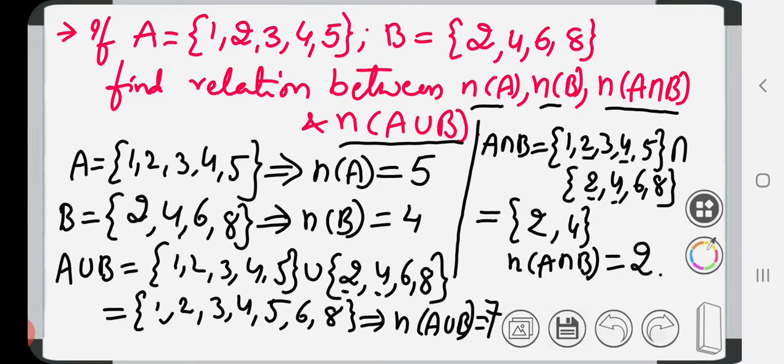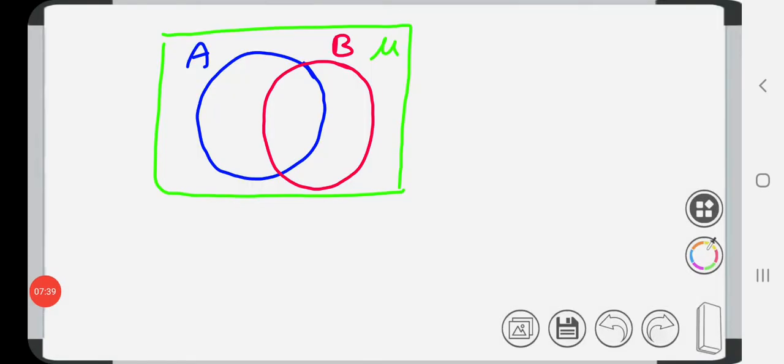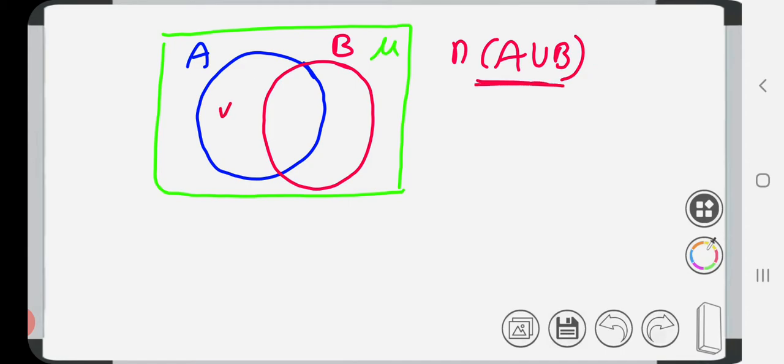Now we have to observe the relation between these. To observe this, we just follow the Venn diagram. Just observe this Venn diagram. If we want to count the number of elements in A union B, we have to count the elements in this area, the common area and this area. It's enough. So the number of elements in these three areas gives us n(A union B).